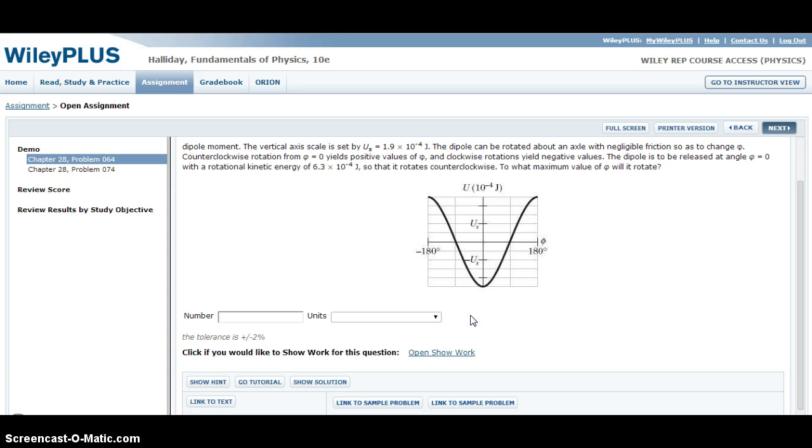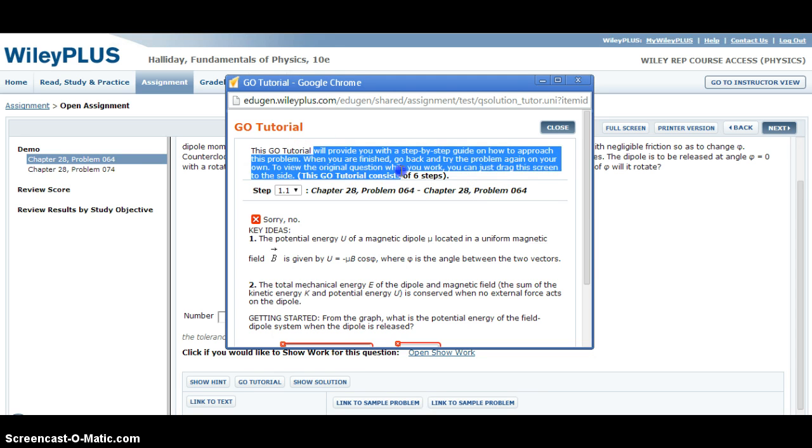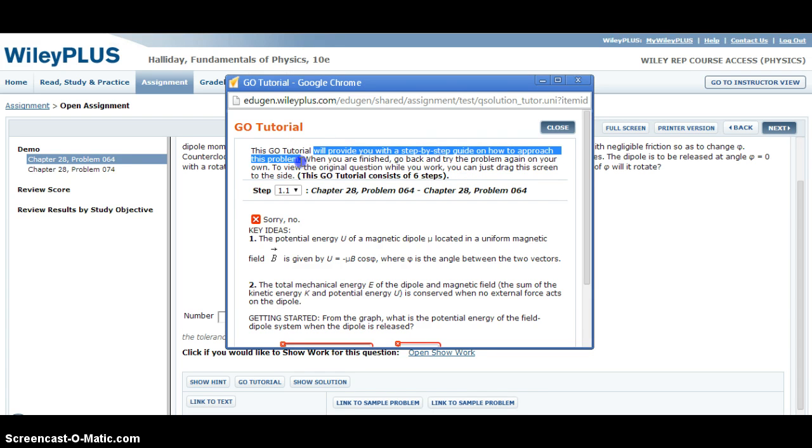Assuming I'm a student that really doesn't know where to start, this Go tutorial, and Go tutorials are found for 20% of the questions in the text, so that number has increased. So let's pretend I have no clue where to start with this. If I click on the Go tutorial, it opens, and it indicates here that it will provide you with a step-by-step guide on how to approach the problem.